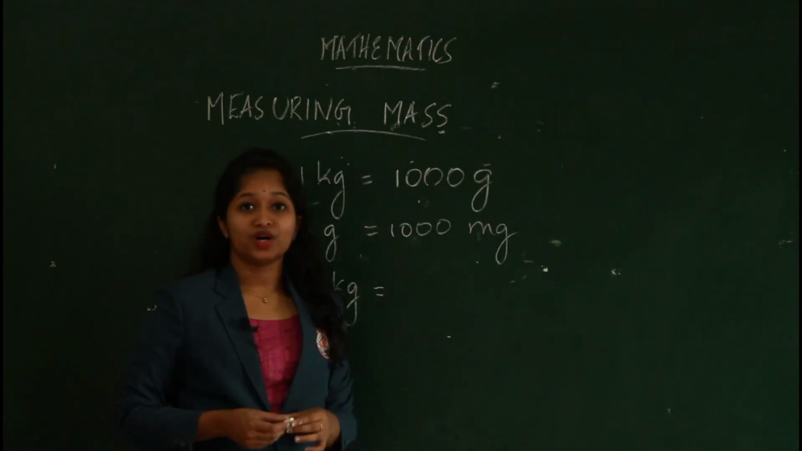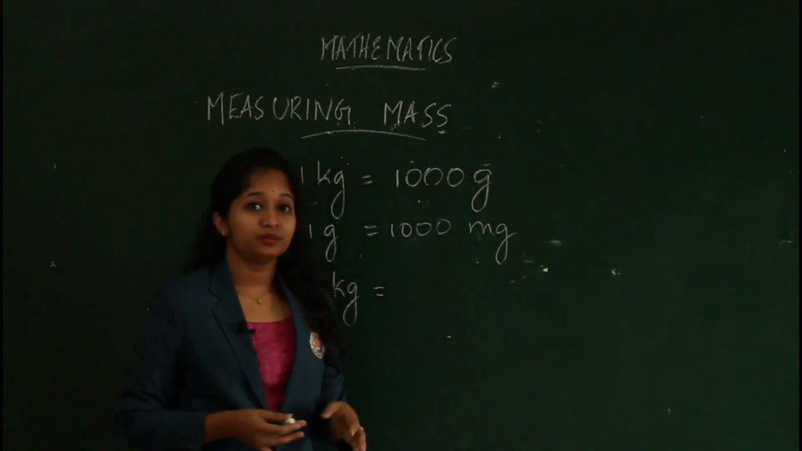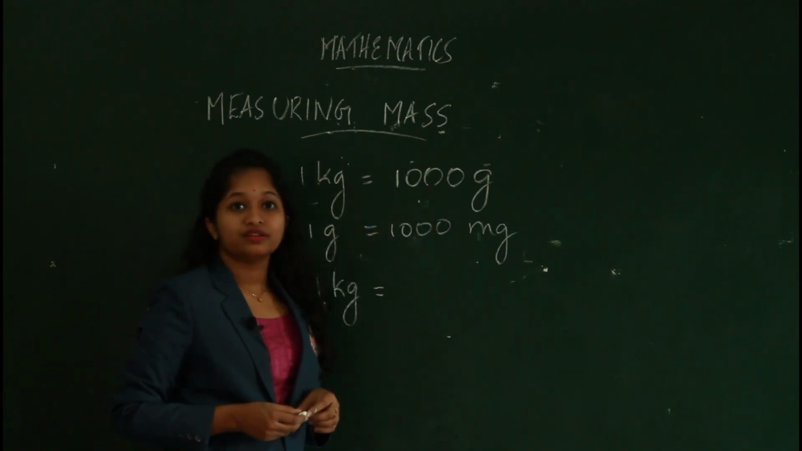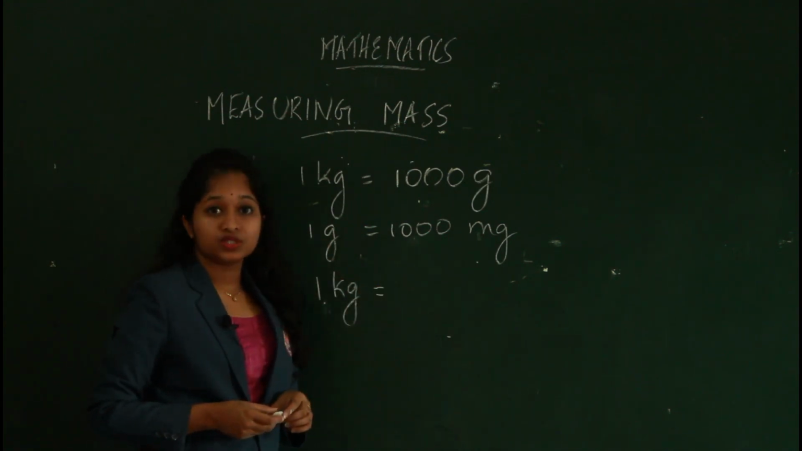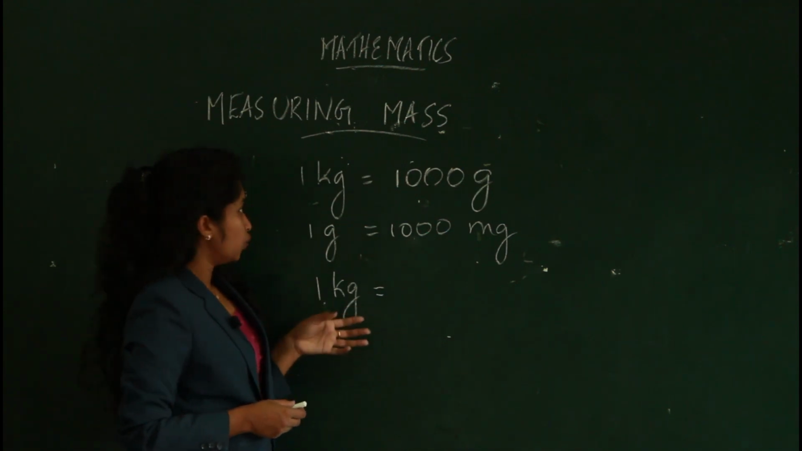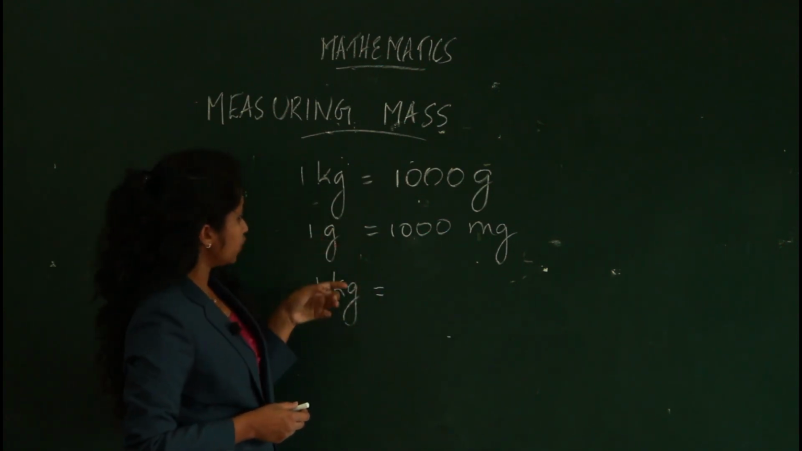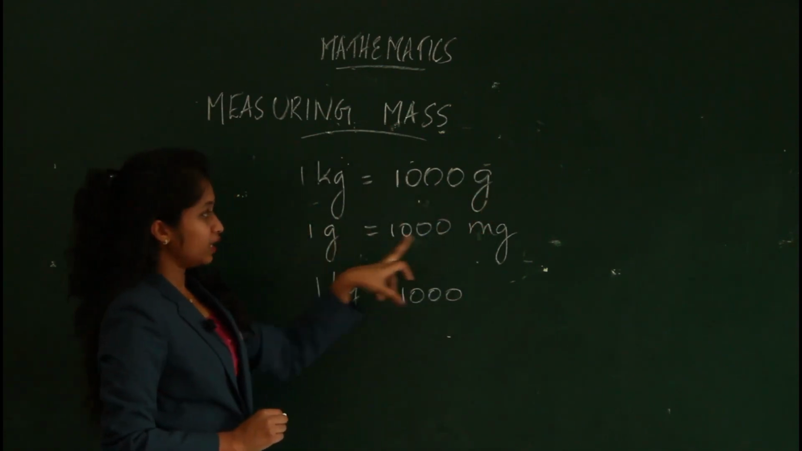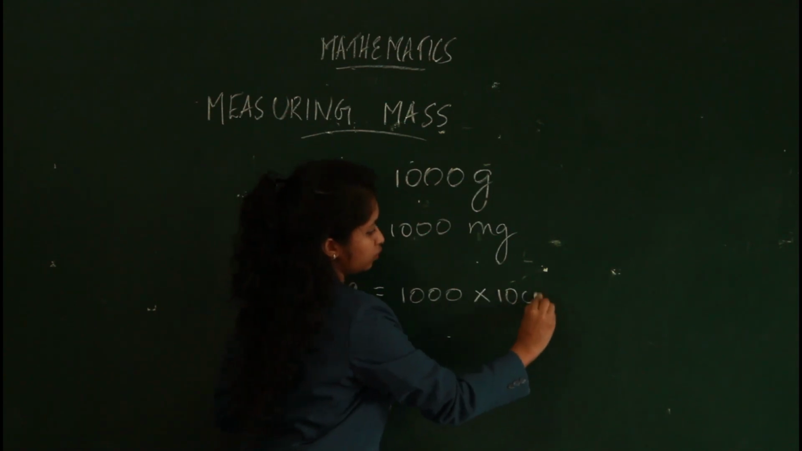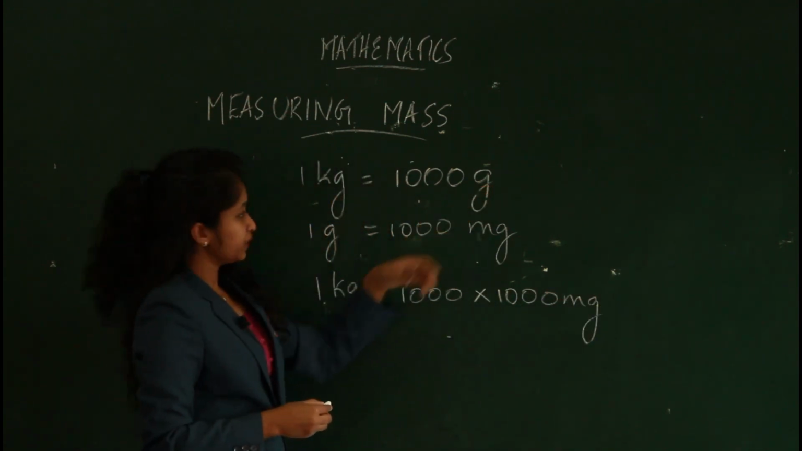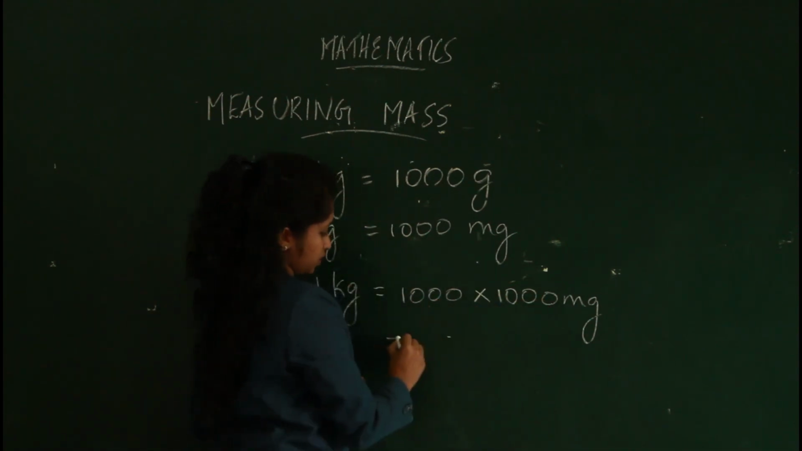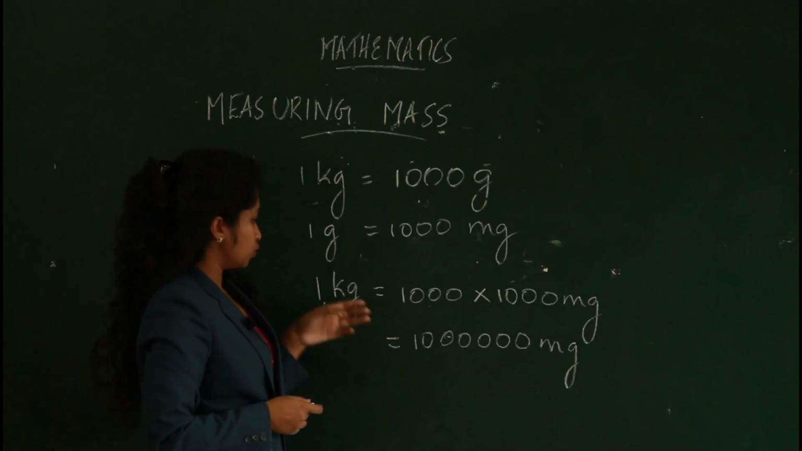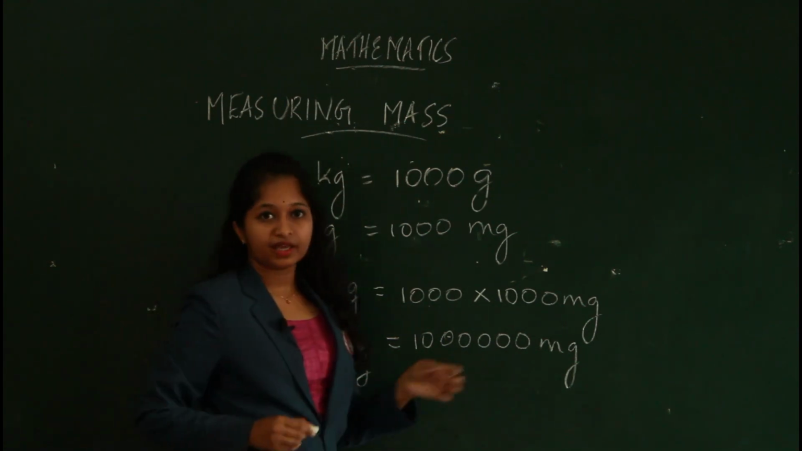We'll move on to measuring mass. What are the units to measure mass? Milligram, gram, kilogram. So, 1 kilogram is 1000 gram. 1 gram is 1000 milligram. And how can we write 1 kilogram in terms of milligram? We know that 1 kilogram is 1000 gram. 1000 gram. And 1 gram is 1000 milligram. So, into 1000 milligram. In place of gram, I have written 1000 milligram. So, what is 1000 into 1000? It is 10 lakh milligram. So, 1 kilogram is 10 lakh milligram.